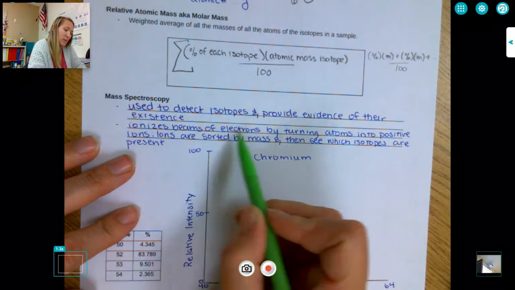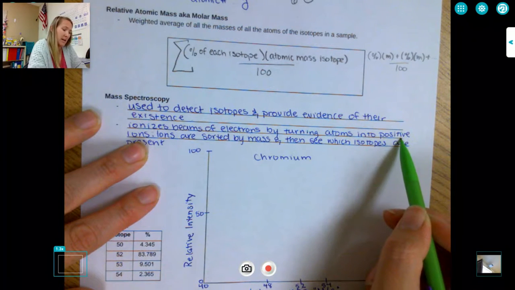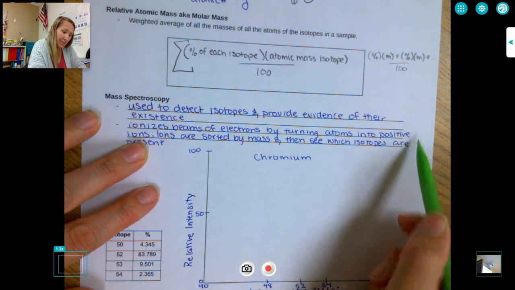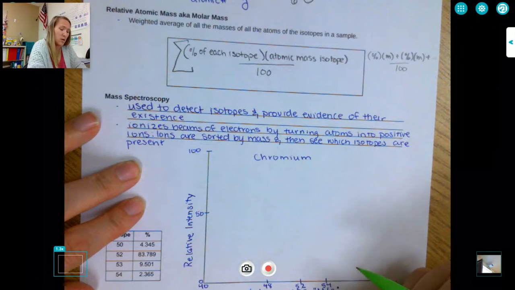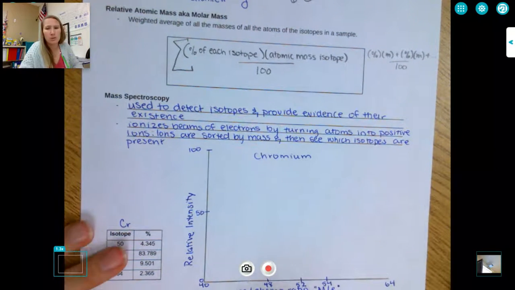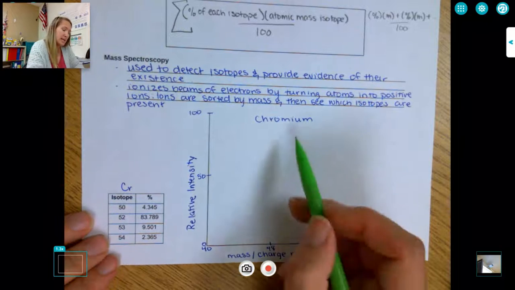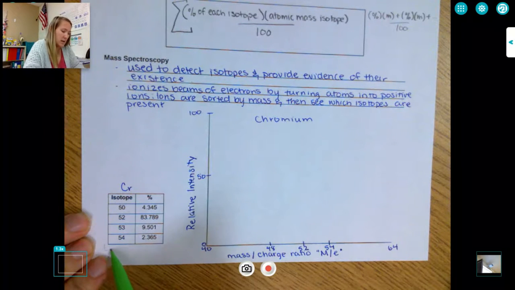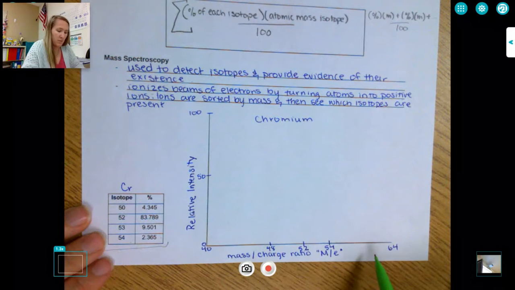It ionizes beams of electrons by turning atoms into positive ions. Then positive ions are going to be attracted to negative. So ions are sorted by mass, and then they see which isotopes are present. So we'll do a POGL tomorrow. I think you started it today. And in that POGL, we'll look at how a mass spectrometer works. So we'll get to see how this happens. But what we end up getting is this printout, and we can have both the printout of the isotopes and their percents, but then we can also graph this information.